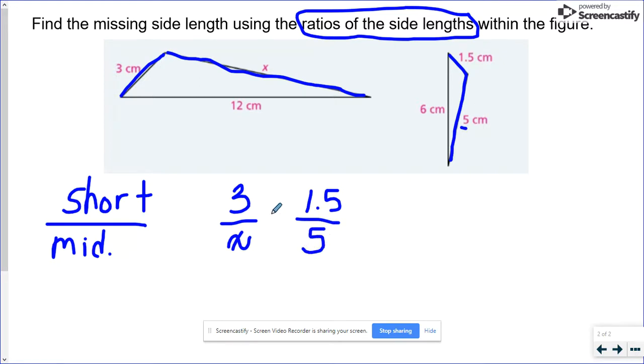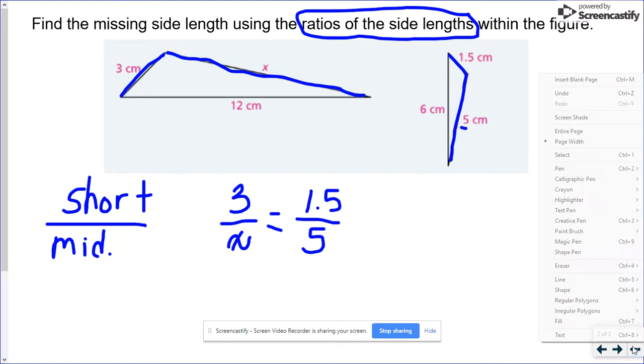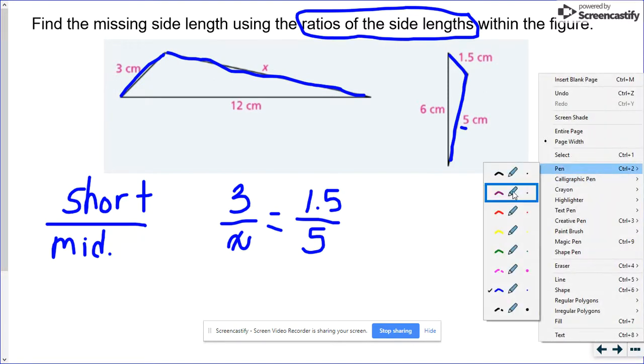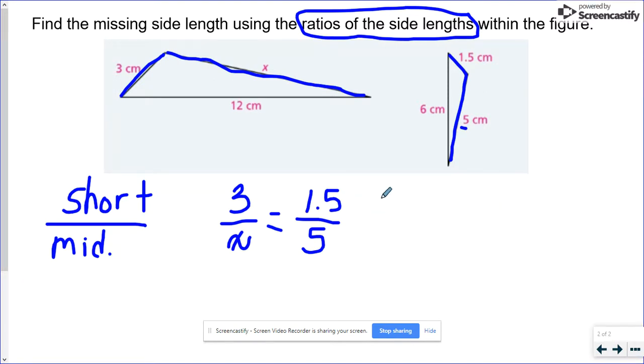And so what we know about similar figures is that these have to be equal to each other. These two ratios have to make a proportion. I have to solve for this missing piece of the proportion in order for them to be similar. So I can now look at this and figure out what my missing side length is.